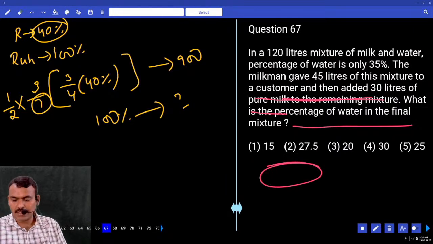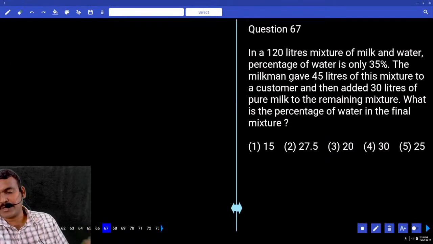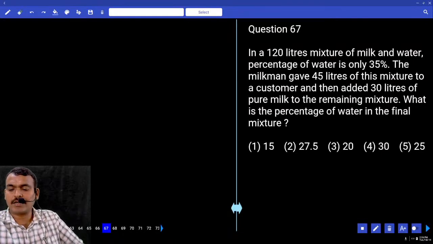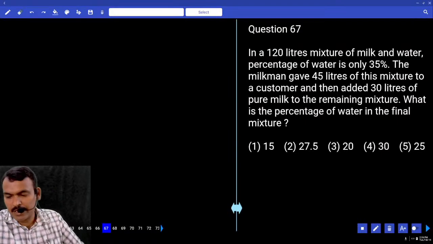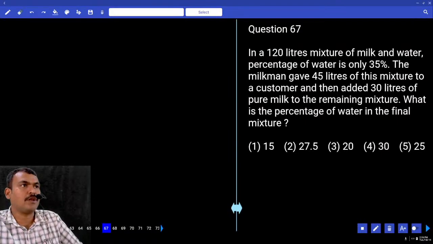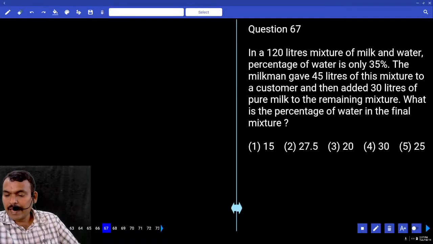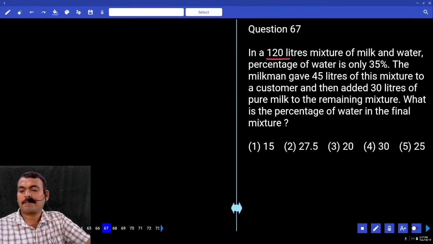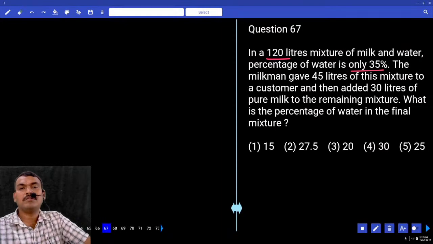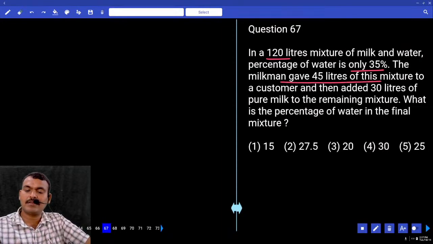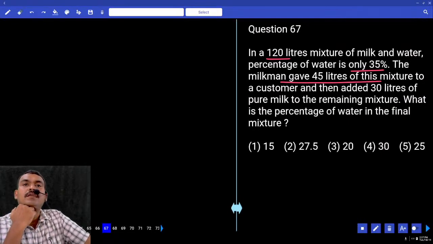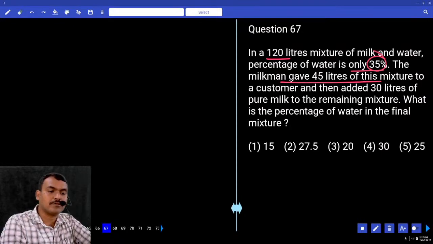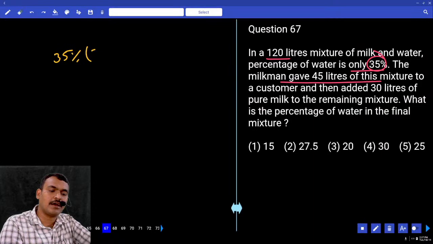Next question number 67. In 120 liters of mixture of milk and water, percentage of water is only 35%. The milkman gave 45 liters of this mixture to a customer and then added 30 liters of pure milk to the remaining mixture. What is the percentage of water in the final mixture? What is the initial mixture? 120. In that water is how much? 35%. Out of 120, 45 liters were given. What is the remaining quantity? 75. In that 75 also water is how much percent? 35%. Means water is 35% of how many liters?